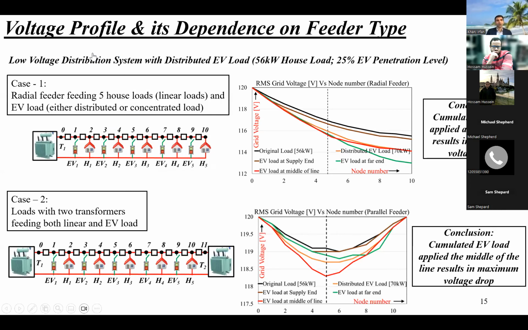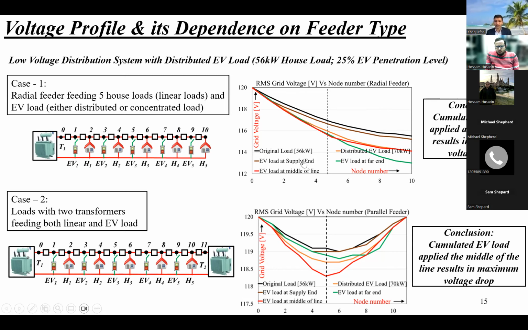All right, so what we are trying to show here is that the location of EV generation is also important, where you connect your EVs. So in case one, we have a radial feeder feeding 5 houses. These 5 houses have linear loads, and then we have EVs either as distributed or concentrated loads. In this figure, we are showing that they are distributed between each of these houses, but we can actually concentrate them at the end, at the start, or in the middle, or we can distribute them all over the system.